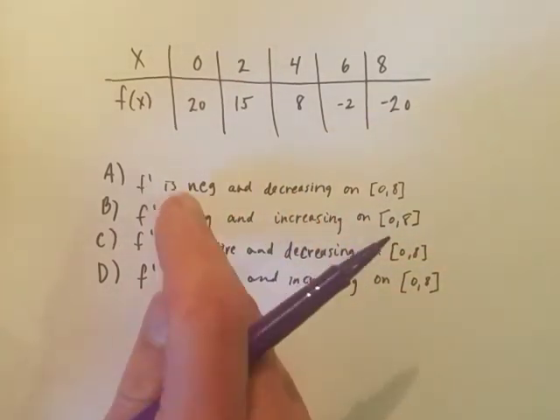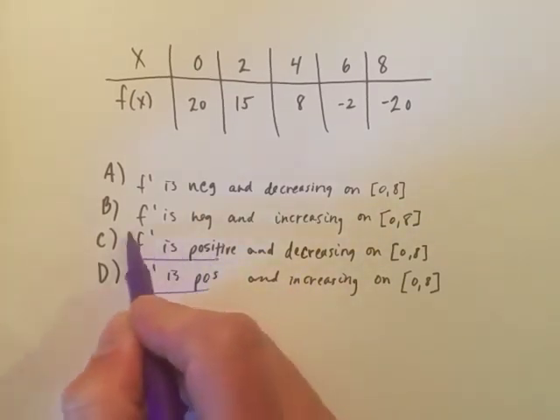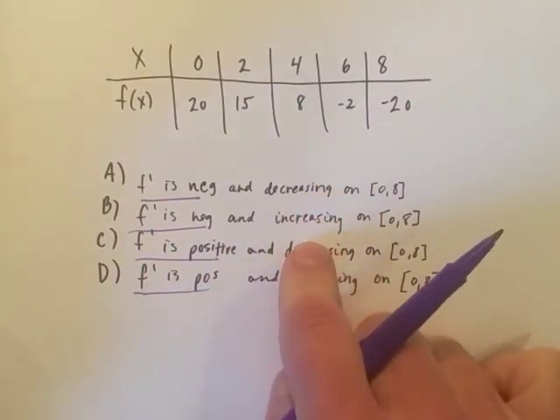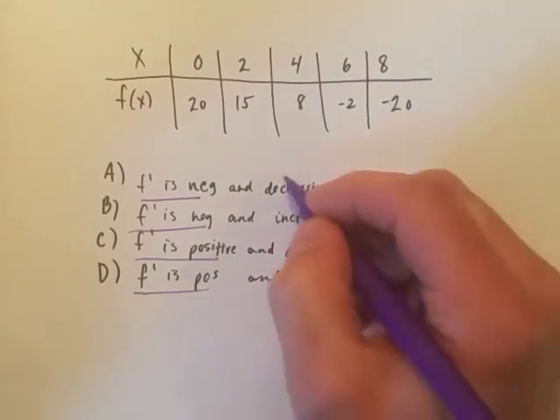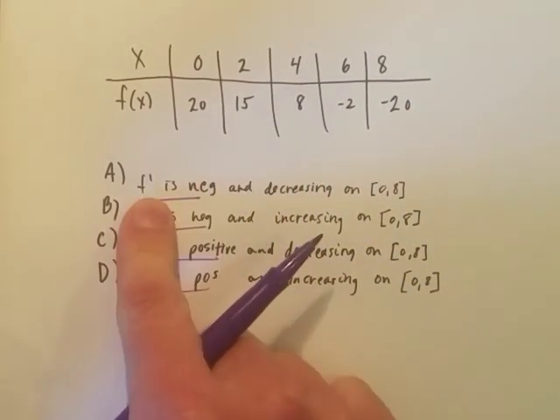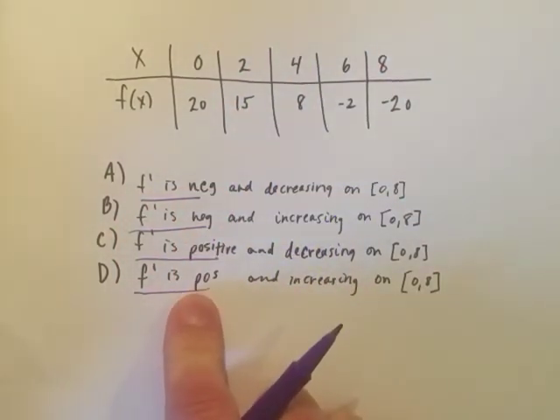So we have to figure out if f prime is negative or positive, right? We can see that is kind of like the start of every sentence. And we have to know if f prime is also increasing or decreasing. Okay, so this is also talking about whether or not f prime is increasing or decreasing. Well, let's just concentrate on that first part. Is f prime positive or negative?